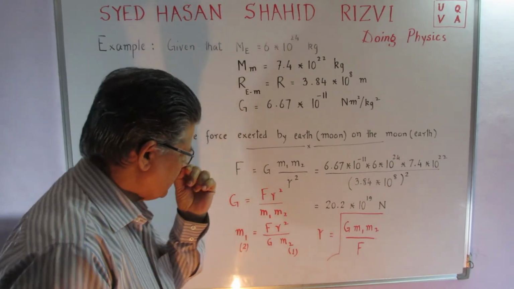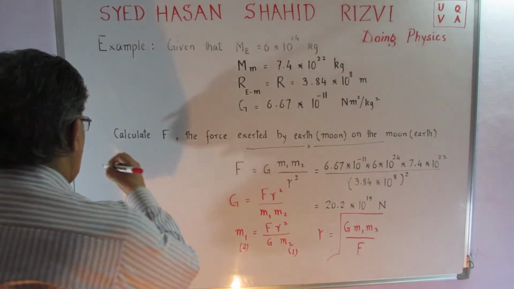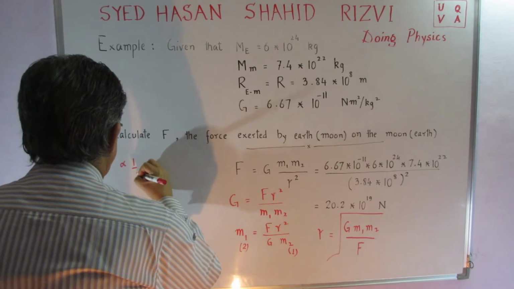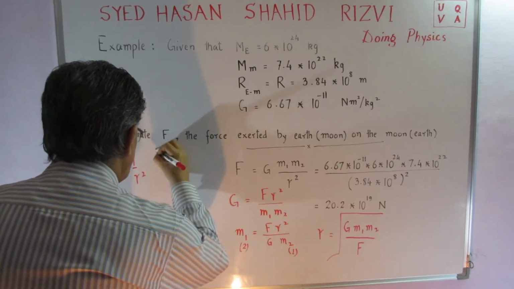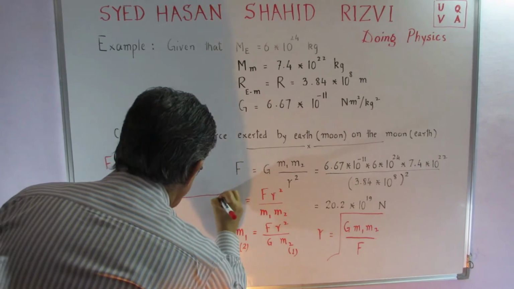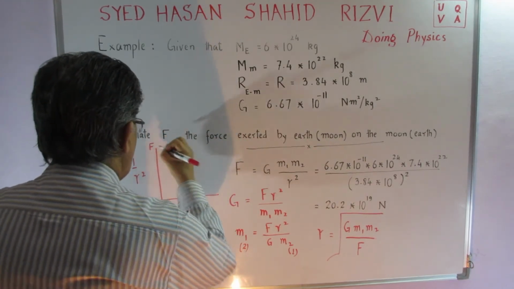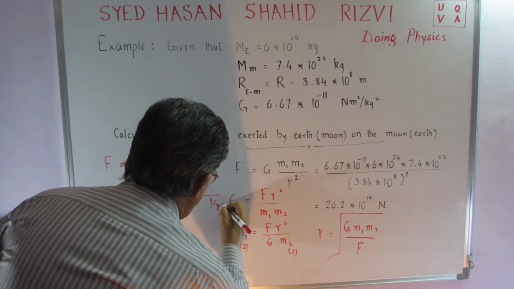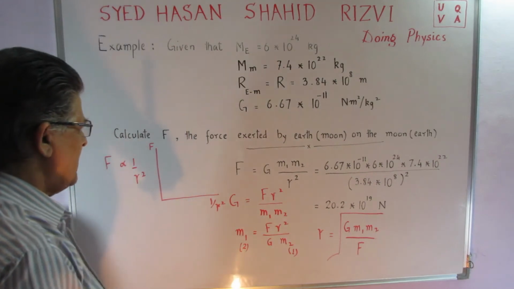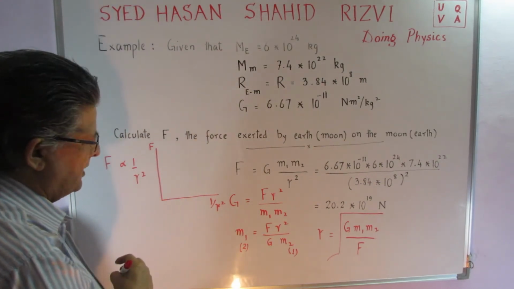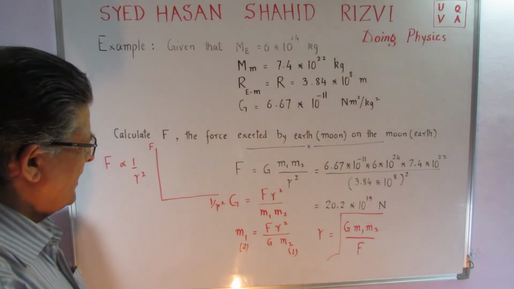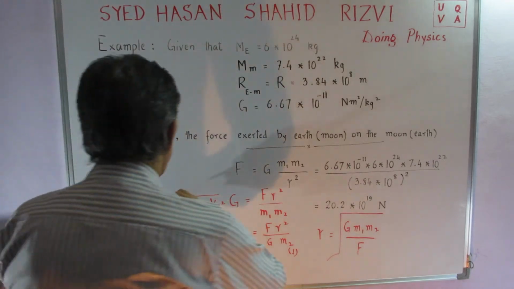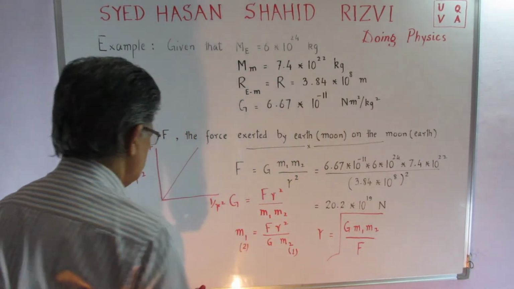One thing I want to share with you: F was proportional to 1 upon r squared. So consider the graph between F and 1 upon r squared. What shape will it have? Think. The shape will be something like this.